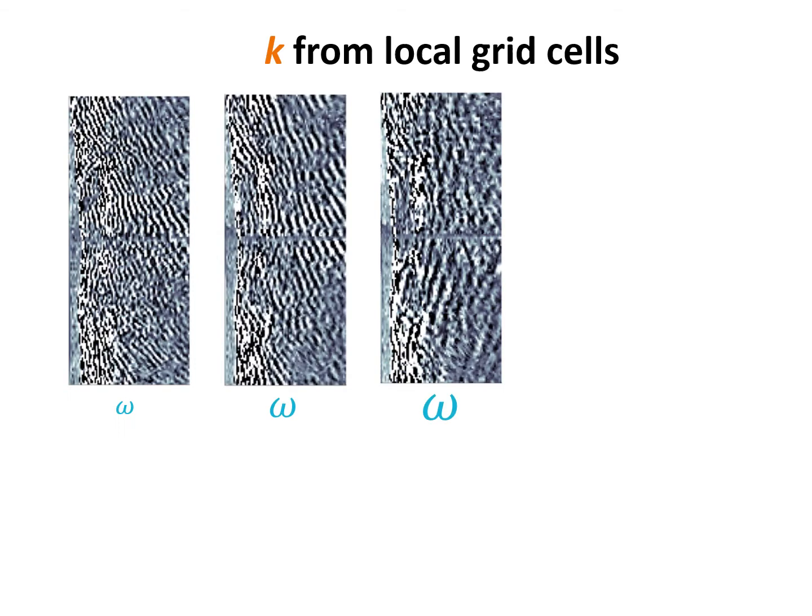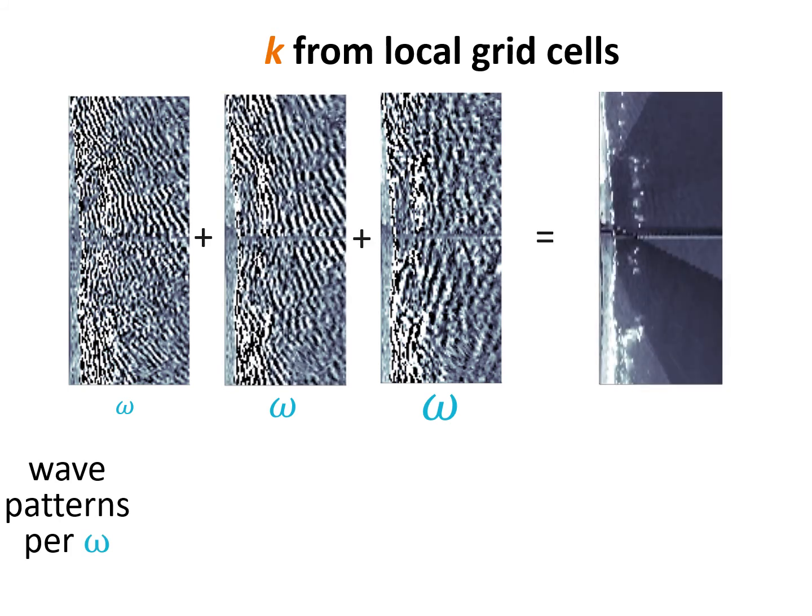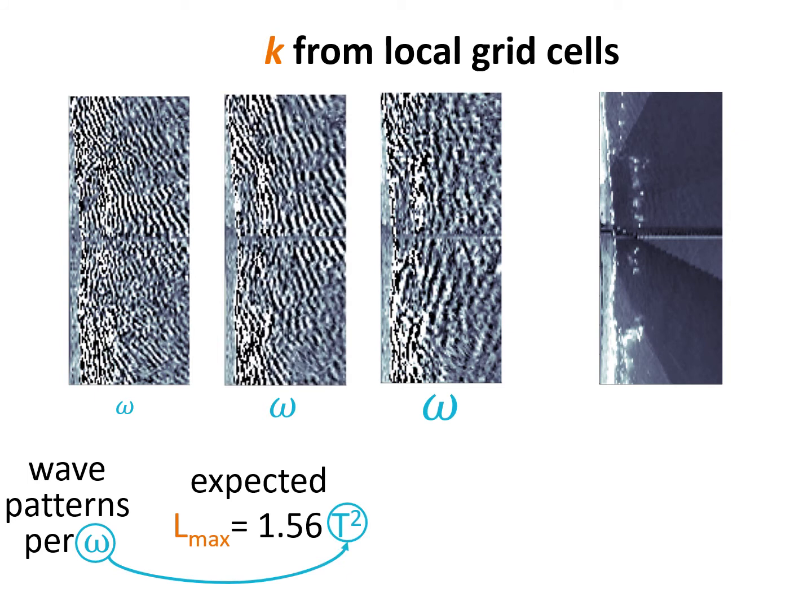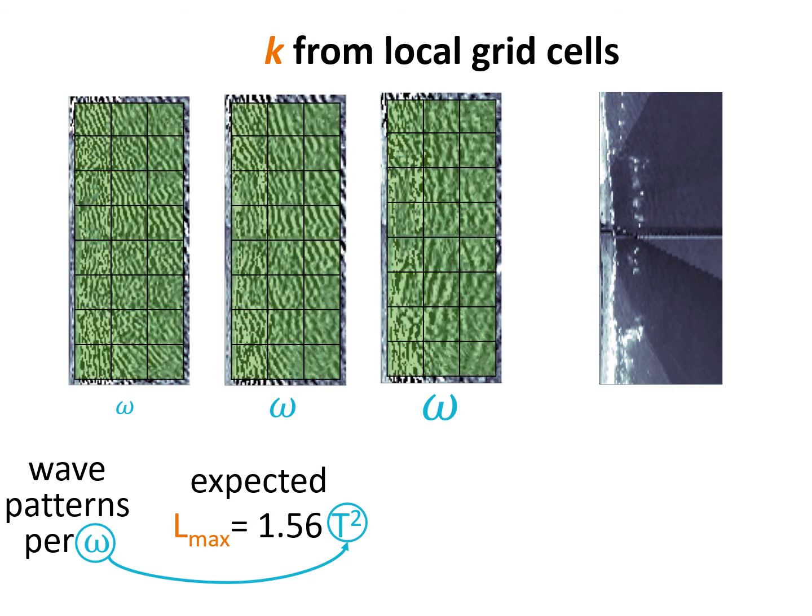What is maybe also interesting is to dive into the possibilities for sampling. Dynamic modes show wave patterns per frequency that make up the video. Now, since we know the frequency per mode, we can predict what maximum wavelengths can be expected. So we may do better than just choose some regular grid cell size to determine the local wave numbers.